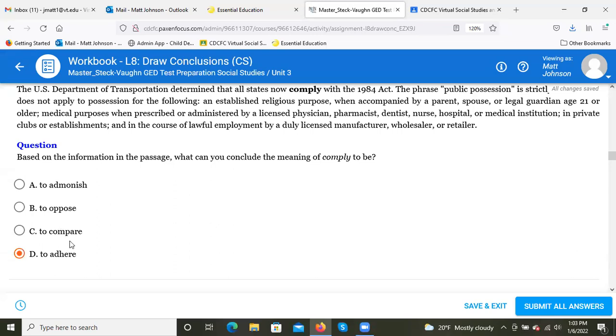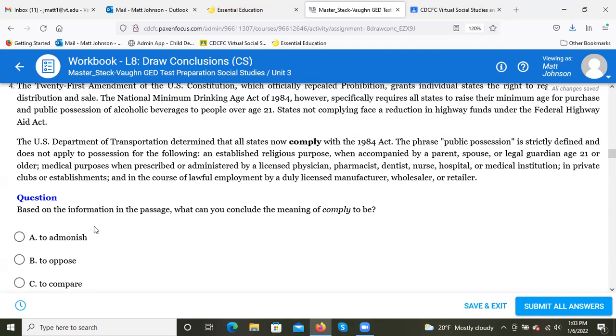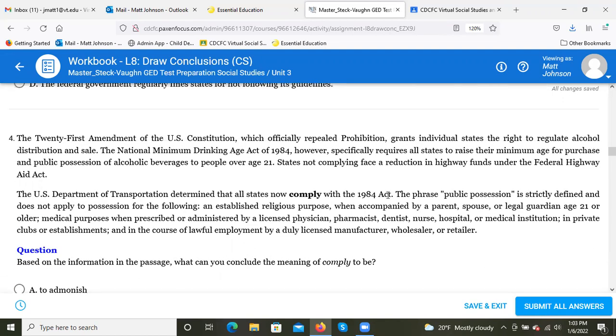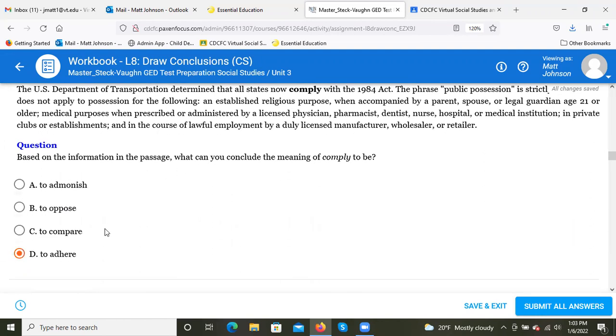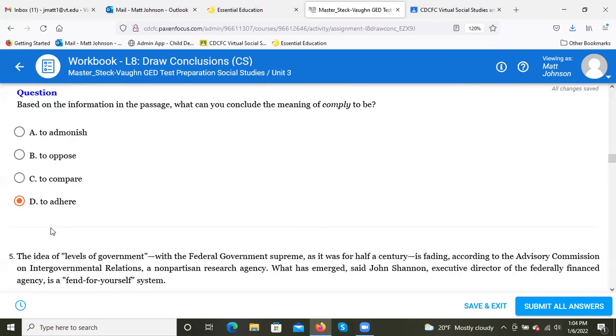And compare, that's looking at context clues, right? The U.S. Department of Transportation determined that all states now comply with the 1984 Act. So if the U.S. Department of Transportation is wanting states to comply, that most likely means they want them to go along with something. So you can start eliminating some of your other potential answers that way. So yeah, D as in dog.